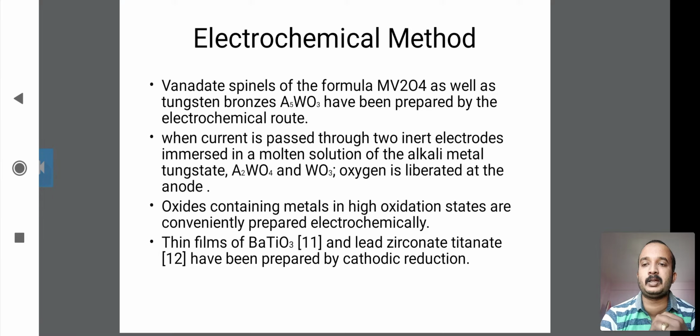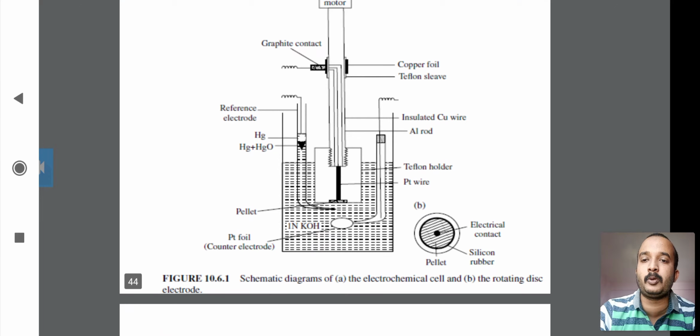That solution is potassium hydroxide, a molten solution of the alkali metal tungstate, A2WO4 and WO3. Therefore oxygen is liberated at the anode. The left side electrode is the oxygen electrode, so oxygen is liberated from the left side anode electrode.